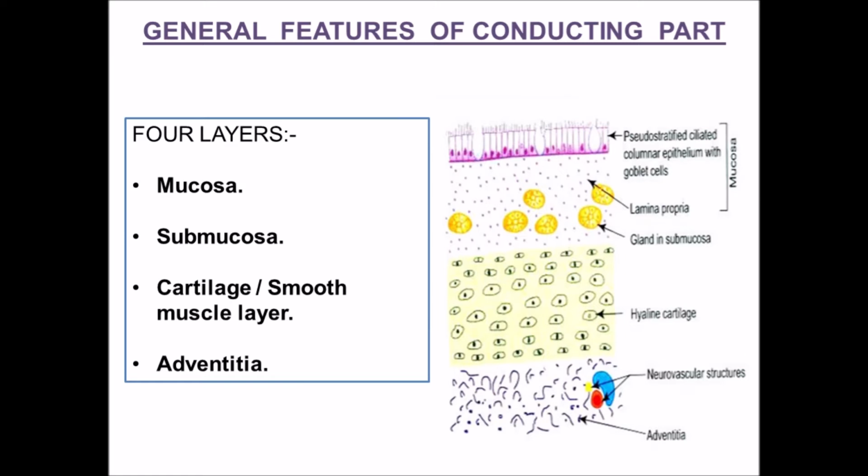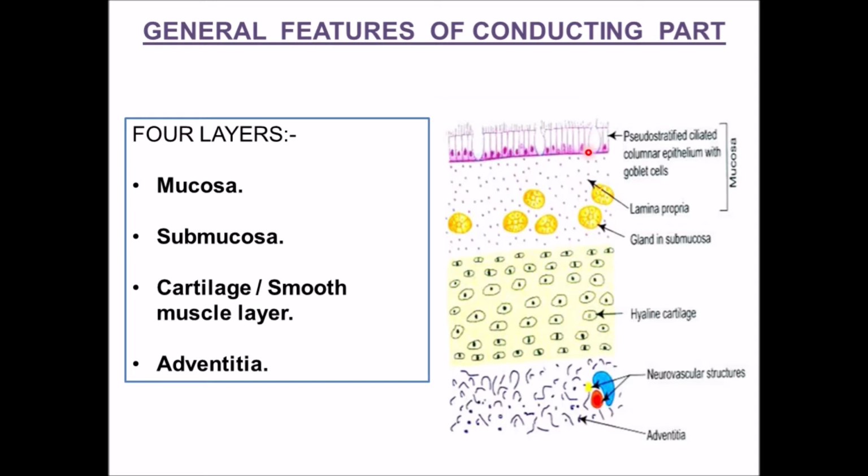The general features of the conducting part. The conducting part is mainly made up of four layers. The mucosa, second layer is submucosa, third layer is cartilage or smooth muscle layer, and the fourth layer is adventitia. Now this mucosa has further two layers. Towards the luminal side, it is lined by the lining epithelium. The lining epithelium in the conducting part is pseudostratified ciliated columnar epithelium along with the goblet cells.